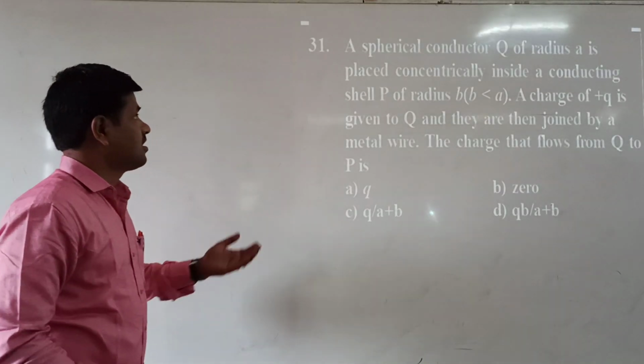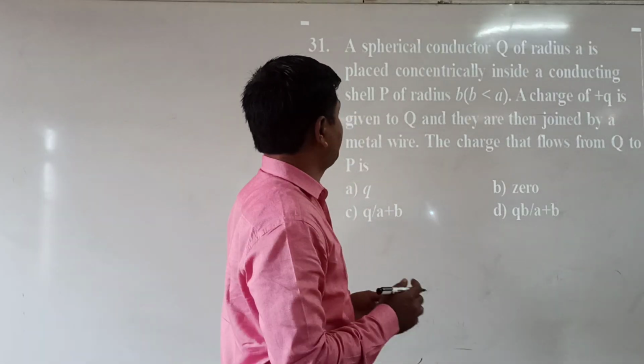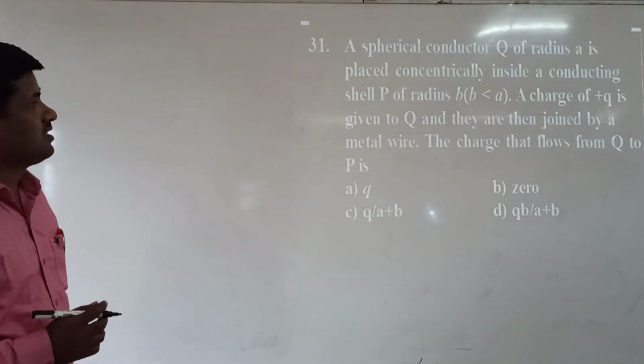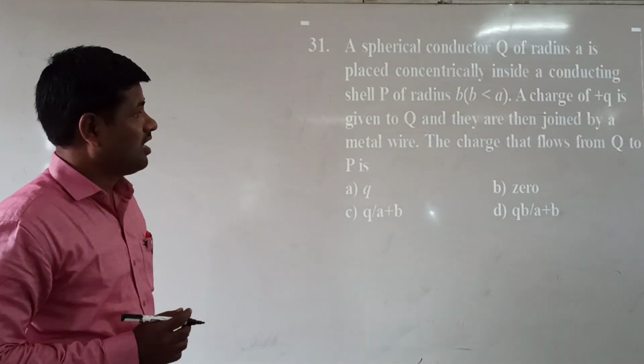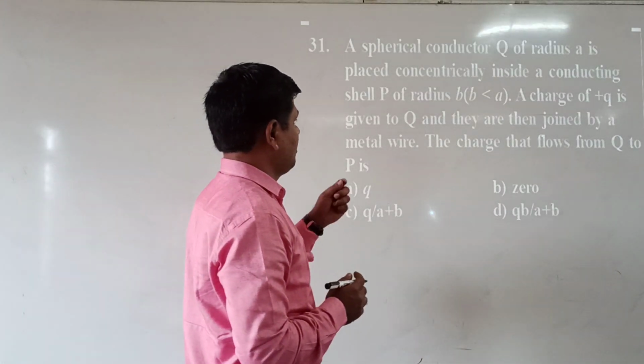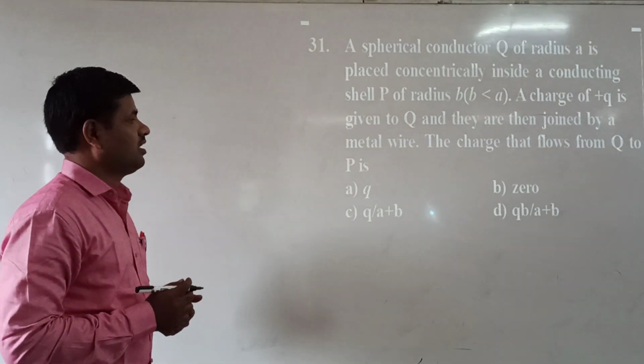In this video, we start from question number 31. A spherical conductor Q of radius A is placed concentrically inside a conducting shell of radius B. A charge plus Q is given to the inner conductor Q and they are joined by a metallic wire.